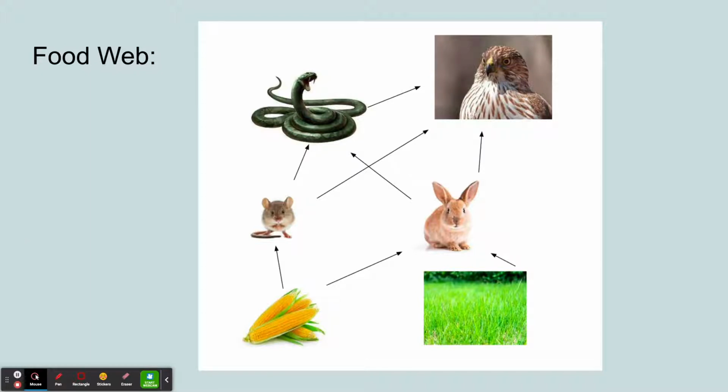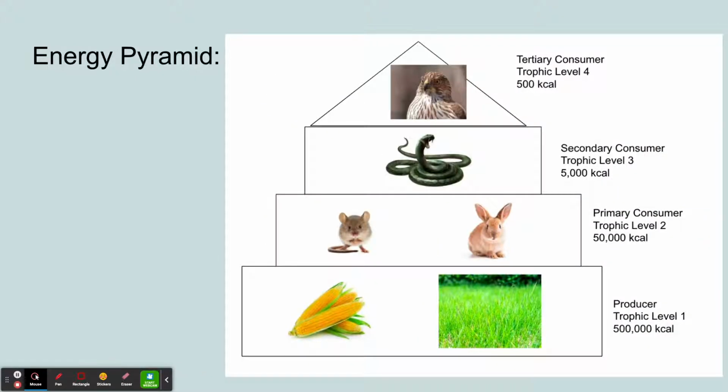So this is what your food web should look like. Obviously, you can have the actual written. I put pictures. And this is what your energy pyramid should look like along with our calculated energy available.